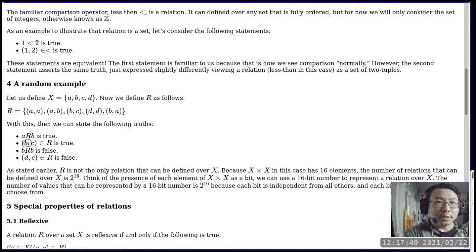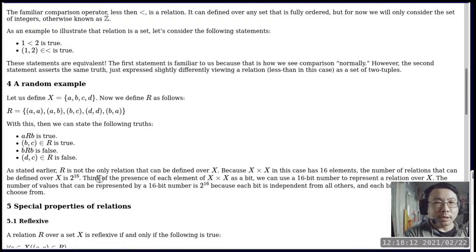We can also say that (b, c) as a two-tuple in R is true because (b, c) is indeed in the set that we call R. We can say bRb is false. b does not relate to itself because (b, b) is not in this particular set. But we can also say that the two-tuple (d, c) in R is also false because when we look at all the elements in R, (d, c) is not in it. So this part is really just a terminology kind of thing.